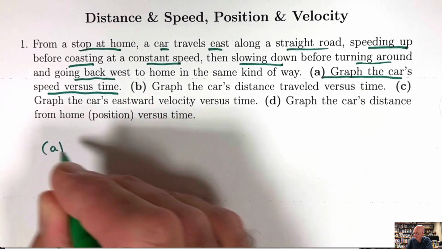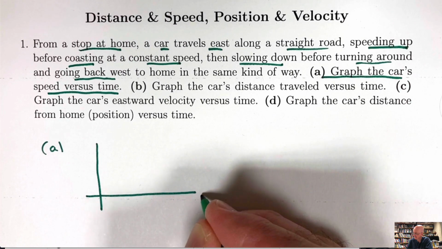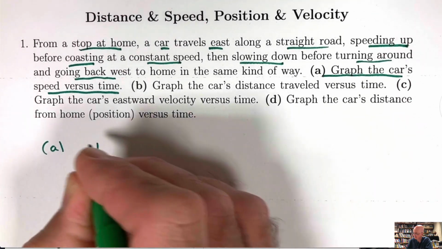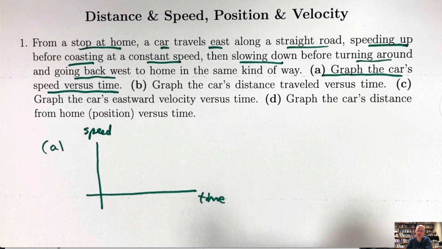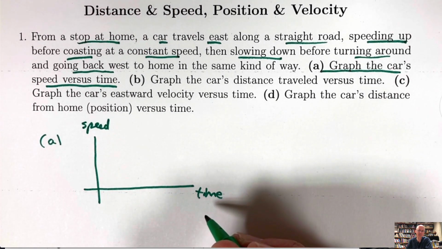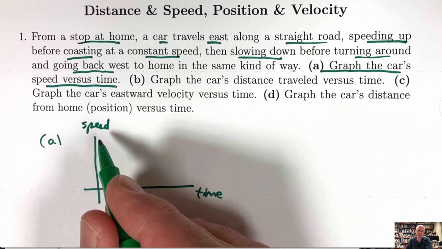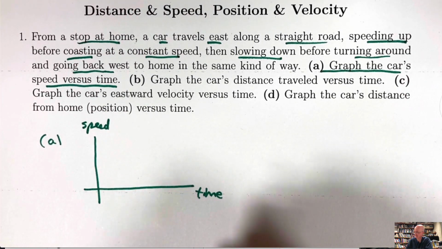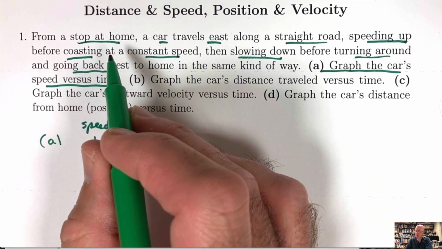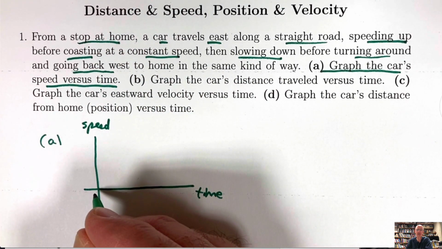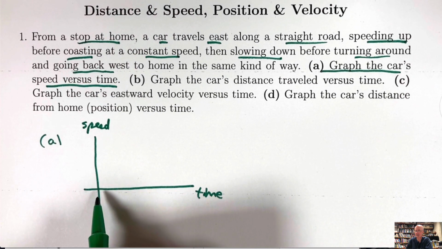This is part A. We want to graph speed versus time. We're not given units. We could have been given units. What would be natural kind of units? Time could be in minutes or hours, and speed could be in miles per hour or kilometers per hour. There are lots of different units that you could use. So the car is starting from a stop. The speed at time 0 is 0. We would implicitly assume that we're starting at time 0.